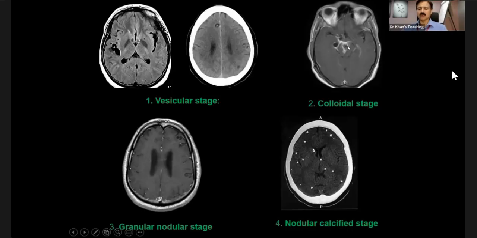Colloidal, always give contrast and it will enhance. Now enhancement is very minimal in the granular stage, so nobody is going to ask you this stage. Of course, calcified can be asked because of calcification. So the examiner can simply show you this on a SWI sequence, and you will be saying, oh, is this micro hemorrhages? And actually it will be small calcifications.